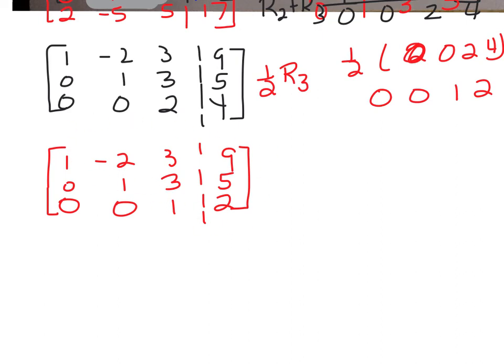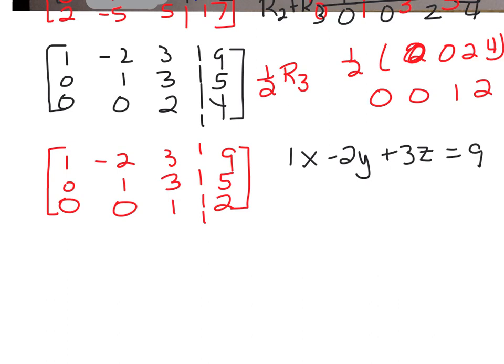and now I have to write a system of equations. Remember, this is for my x, this is for my y, this is for my z. So let's write the system of equations now. So I have 1x, negative 2y, 3z, and this equals 9.